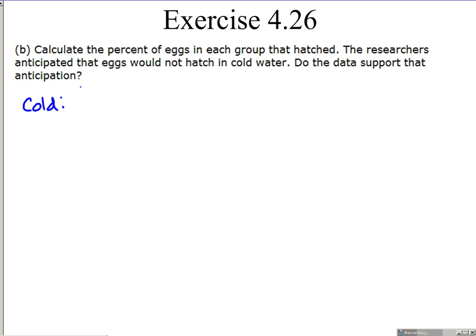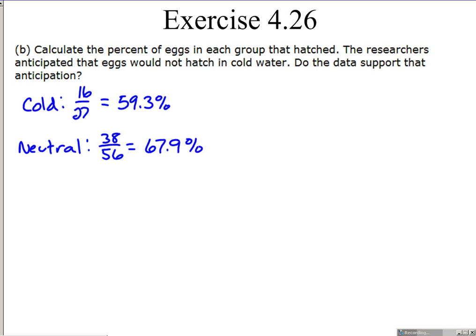In the cold water, 16 out of 27 eggs hatched, which is about 59.3%. In the neutral water, we had 38 out of 56 eggs hatched, which is 67.9%. And in the hot water, 75 out of 104 eggs hatched, which is about 72.1%.